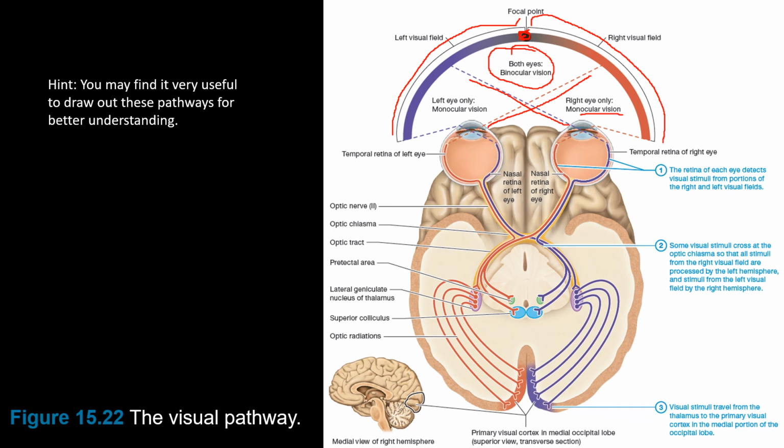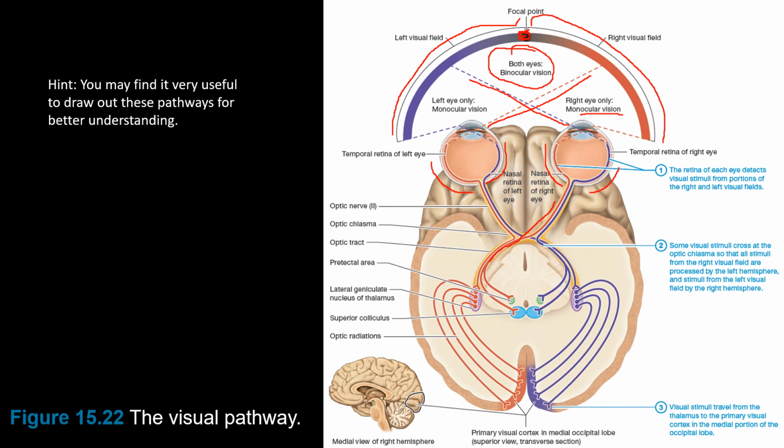So, again, let's think of it like this. We've got nasal retina, nasal retina. And then we have temporal retina, temporal retina. So the temporal retina of the left eye is going to see the right visual field. And the nasal retina of the right eye is going to see what? It's going to see the right visual field. So both of those are going to be processed in the left hemisphere. So the nasal retina of the right eye has to cross in the optic chiasma over to the left hemisphere.